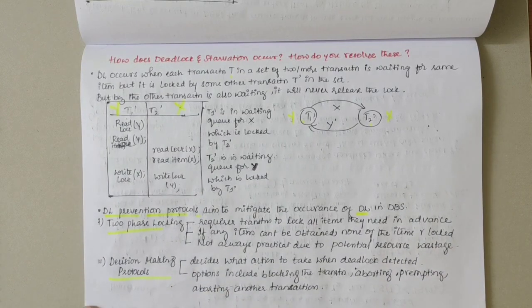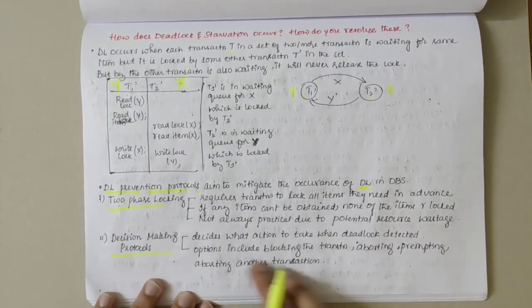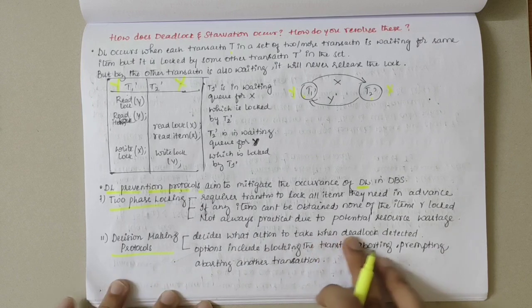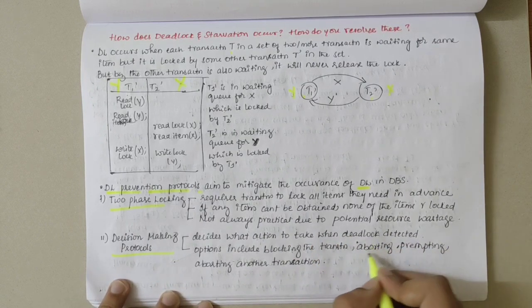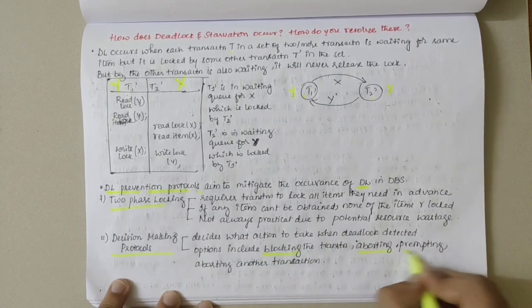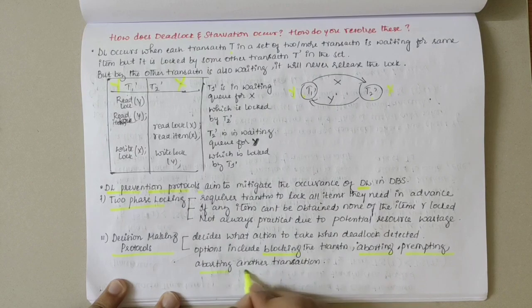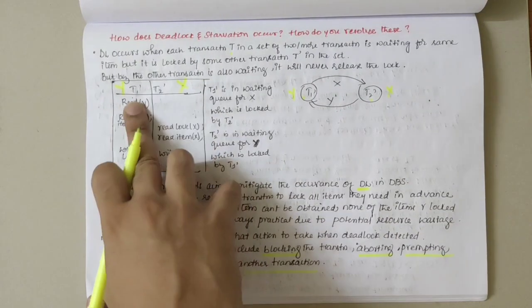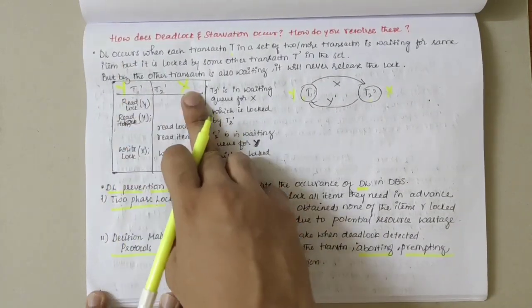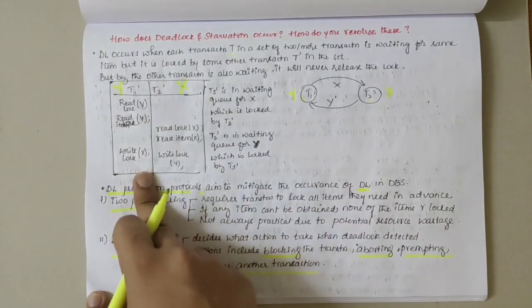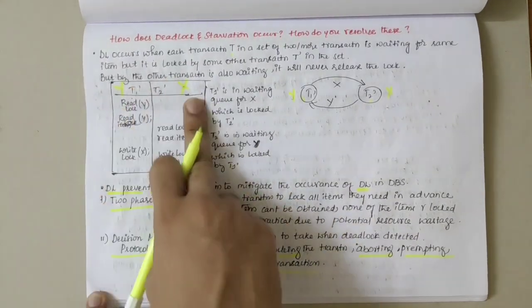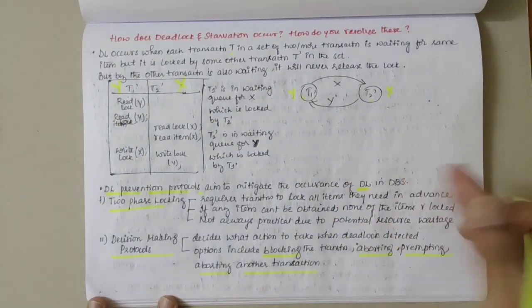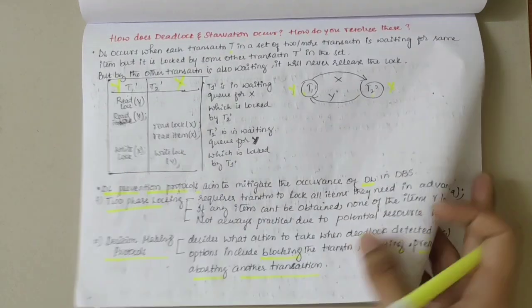Then we have decision-making protocols. In this, a decision is made on what action to take when deadlock is detected. The options could be to block, abort, preempt, or abort another transaction. So if deadlock is occurring at T1 because of T2, you have options to either abort this, preempt this, or block this. It all depends on the decision-making protocols.